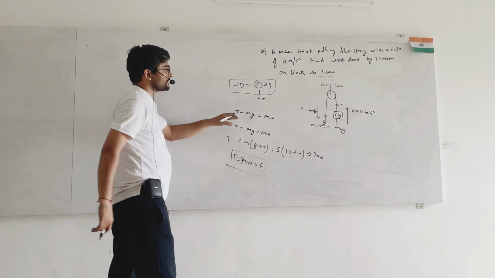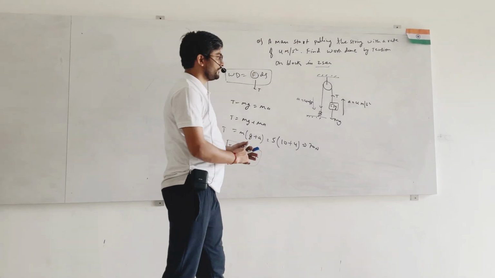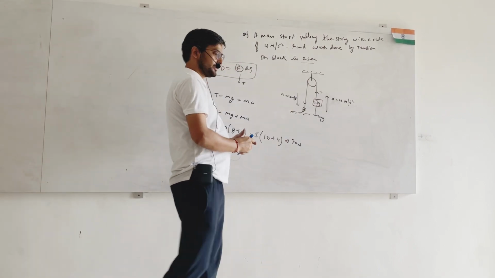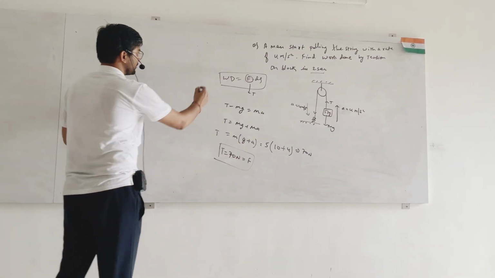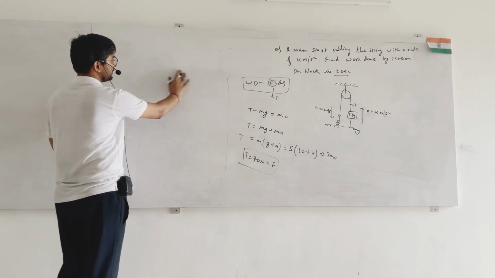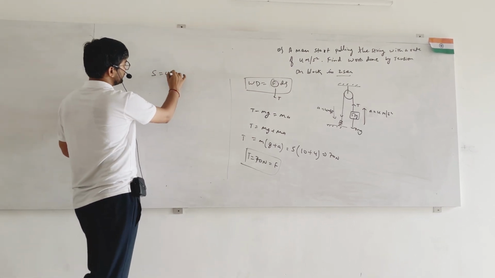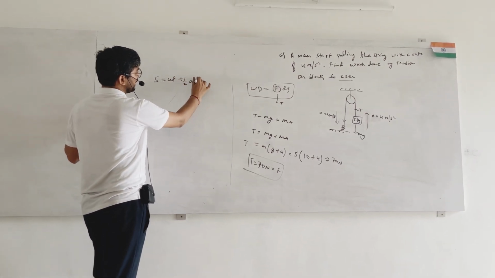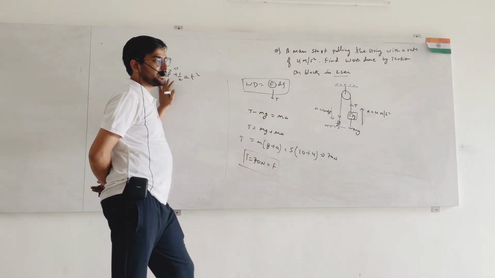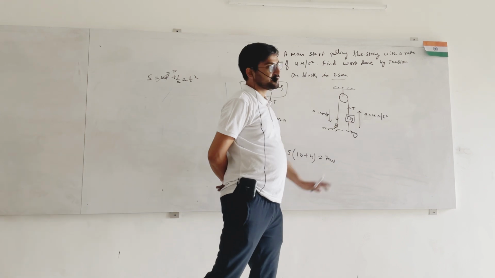Now the second part is, what is the displacement of this particle? If we pull the string this way, then the block is going upward, right? So what is the displacement? For displacement we are using the equation of motion in 1D. S equal to ut plus half at square. Now the initial velocity of the particle is 0, so this part is 0. Why? Because initially the block is at rest.